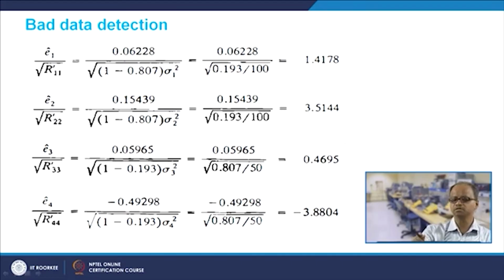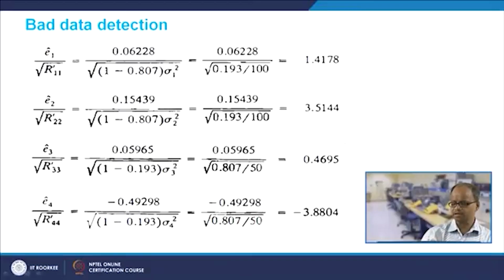Now, out of this which one is the highest? Magnitude wise this one is the highest, although this is positive and this is negative, as far as the magnitude is concerned this is the highest. Because this is the highest, we conclude that this is the bad data. So, this data must be erroneous, and we simply discard it.